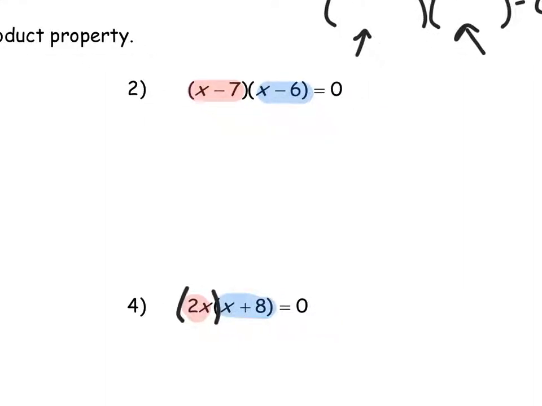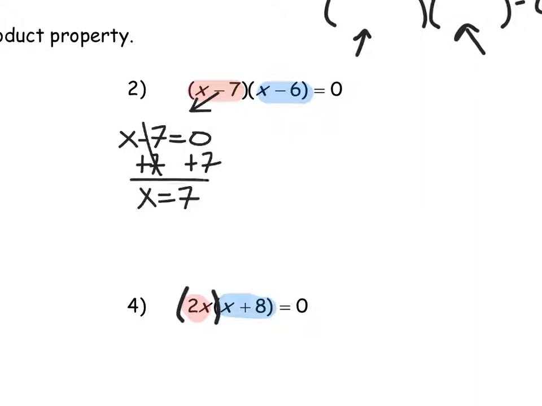Red and a blue. I'm going to take this one. I'm going to set it equal to 0. X minus 7 equals 0. Solve for x by adding 7 to both sides. X equals 7. Some of these you might be able to do in your head. Take this 7. If you plug it in right here, 7 minus 7 equals 0. And you might be able to do that in your head.